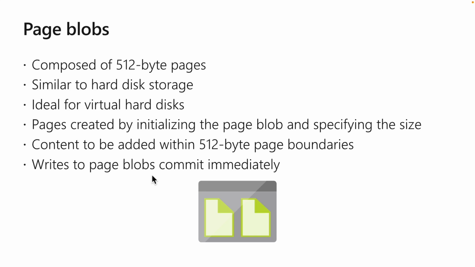What about page blobs? Page blobs are a collection of 512 byte pages that are optimized for random read and write operations. They are like hard disk storage and are ideal for virtual hard disks. To create a page blob, you initialize the page blob and specify the maximum size that it needs to grow to. To add or update the content in the page blob, you write a page or pages by specifying an offset and a range that aligns to the 512 byte page boundaries.